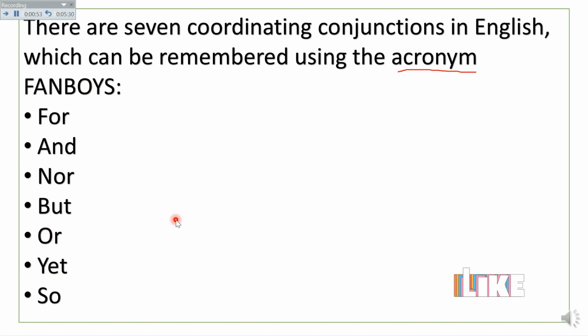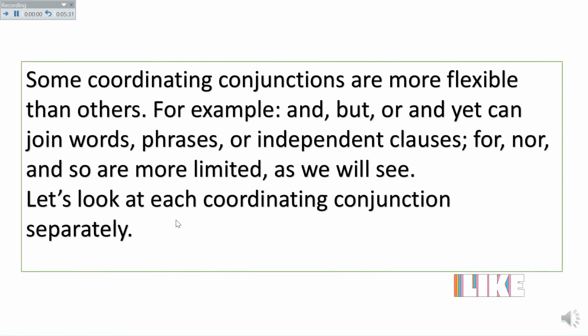So let's study each of them individually. Let's see some more information about these coordinators. Some coordinating conjunctions are more flexible than others. For example, and, but, or, and yet can join words, phrases, or independent clauses, like they join all three. For, nor, and so are more limited. They join only independent clauses, as we will see. So let's look at each coordinating conjunction separately now.